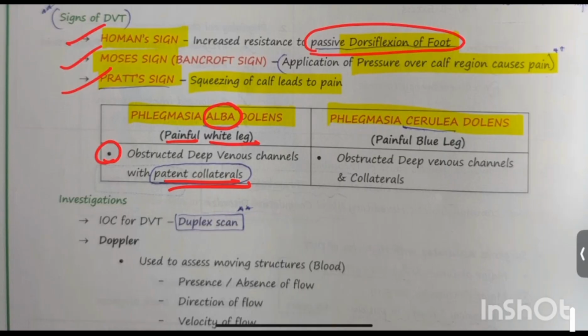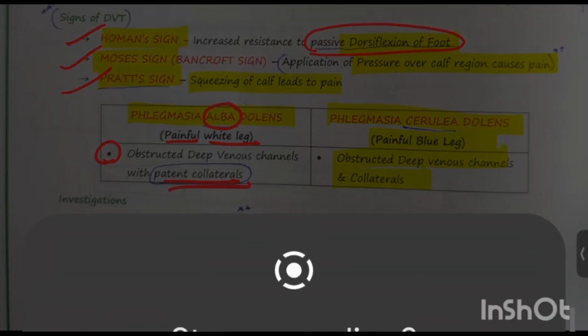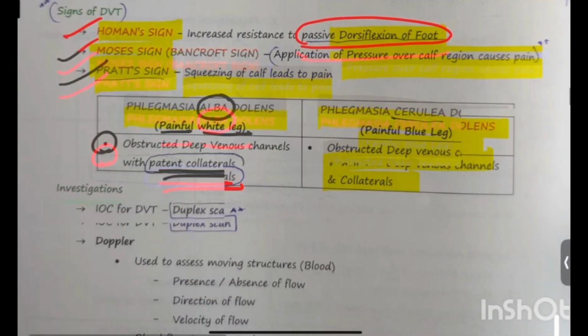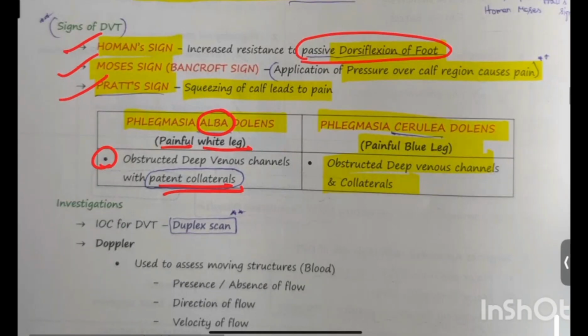Okay. Other than that, phlegmasia caeruleus dolens. It is a painful blue leg. Here, obstructed deep venous channels and collaterals both are obstructed. So these are the two main complications which we can see in case of deep vein thrombosis, that is phlegmasia alba dolens, where the leg is painful and white in color, whereas phlegmasia caeruleus dolens, it is a painful leg and it is blue in color. Okay, so why is it blue? Because of complete cyanosis, because both deep vein as well as collaterals are obstructed in this disease, and hence it will be blue in color.